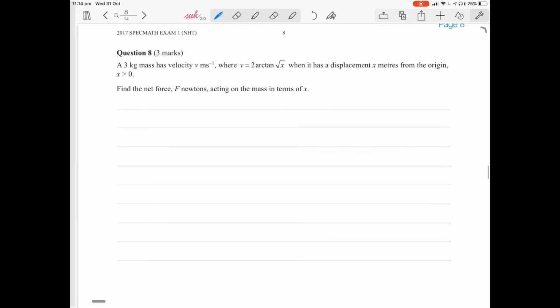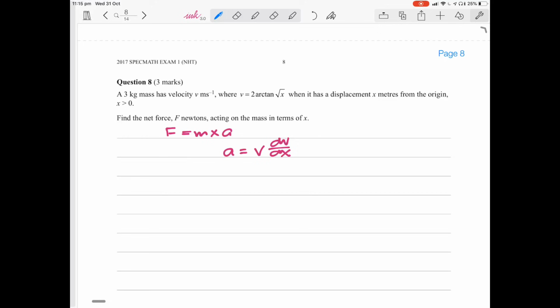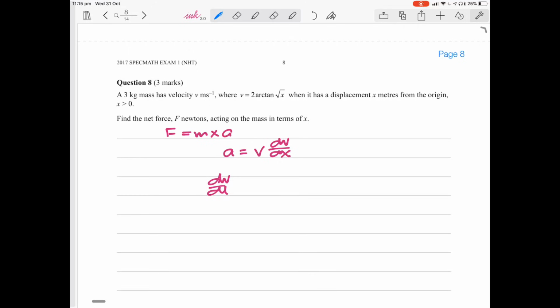Okay, we're getting closer. Okay, a 3 kilogram mass has velocity of v equals 2 arctan root x when it has displacement x meters from the origin. Okay, so find the force. So we know force is mass times acceleration, so we need to find its acceleration. We know that acceleration is v dv/dx. We know what v is, so we've got to find dv/dx.